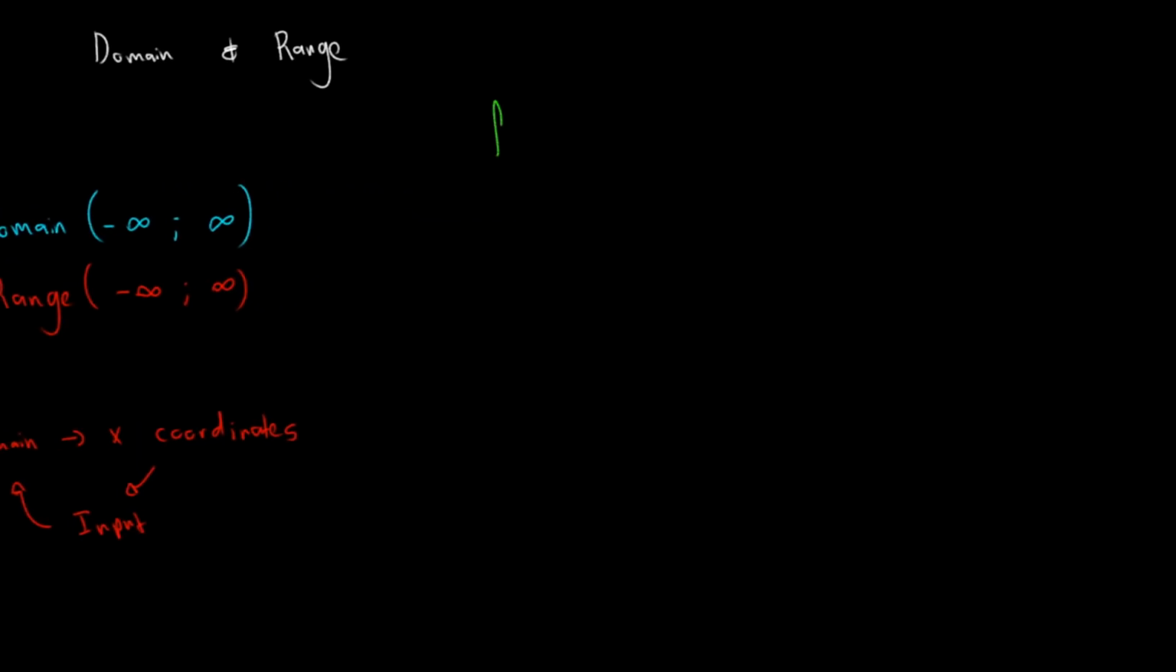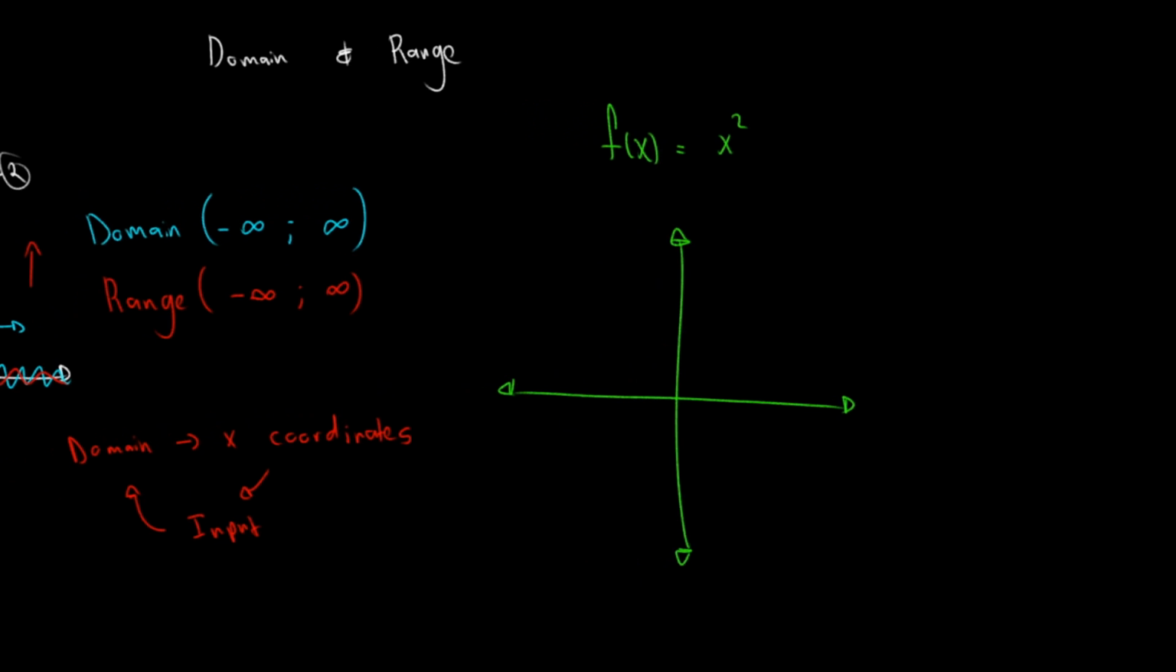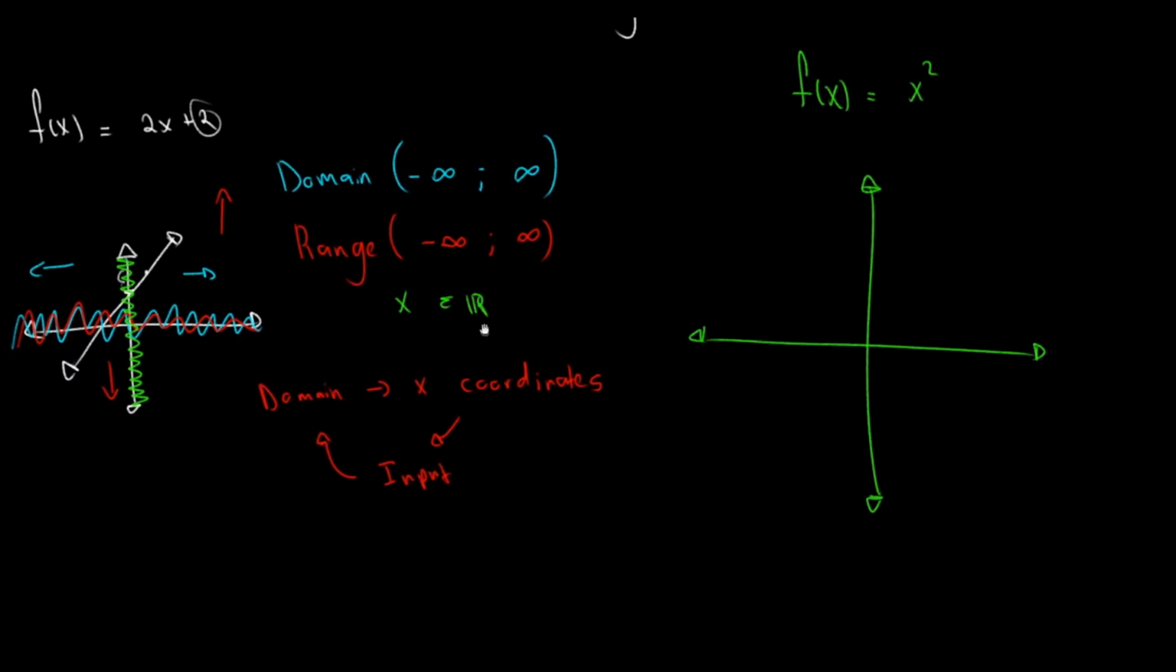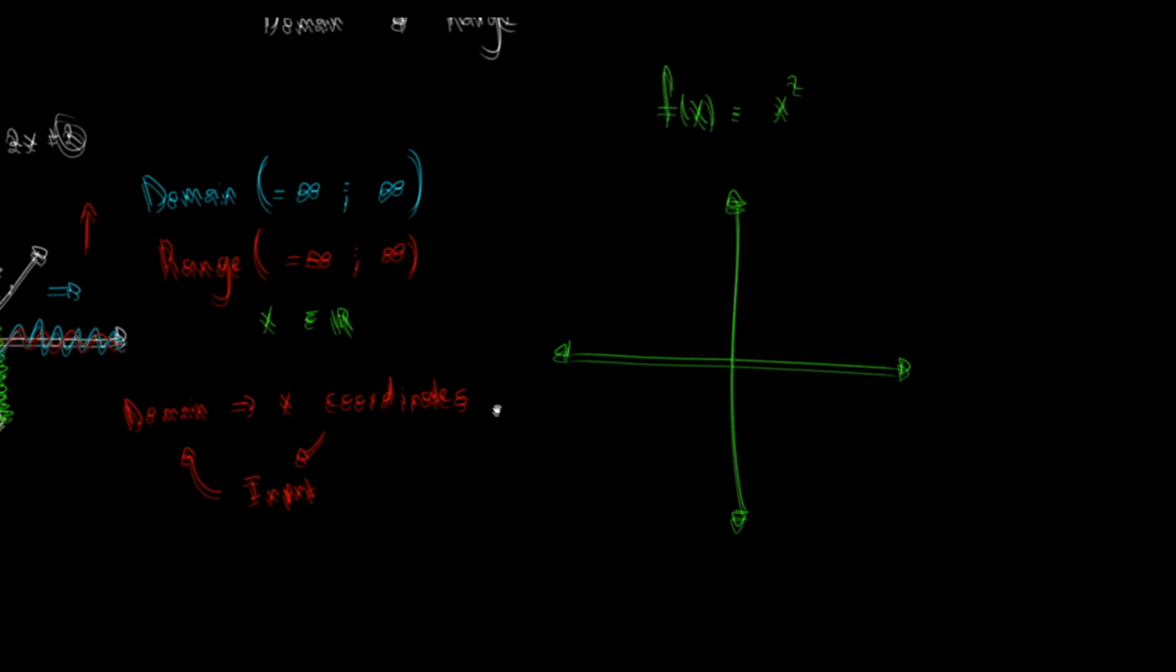So let's look at a different function. What if I tell you f of x is equal to x squared? Let's graph this function. This is a parabola. Another way we can state this is that x is an element of all real numbers, which means that any real number can be placed into my function. My input can be all real numbers.